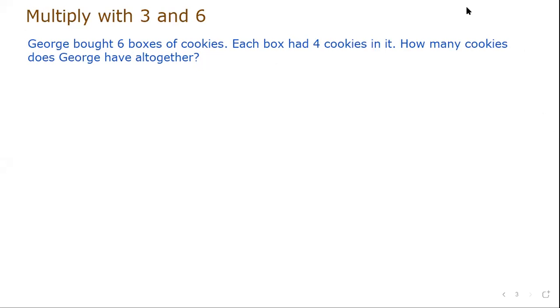Let's start by noting our important numbers. So we know he bought 6 boxes of cookies. Each box had 4 cookies in it. I want to know how many cookies they have all together. Let's write our multiplication sentence first. Go ahead and write this on your paper, and fill in the missing numbers. What 2 numbers are you multiplying? You should have written 6 because there's 6 boxes, and 4 because there's 4 cookies in each box.